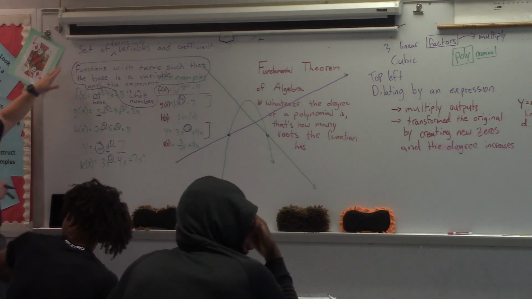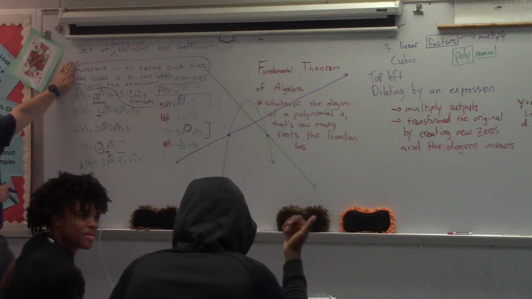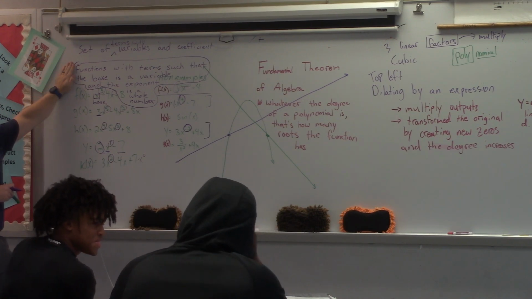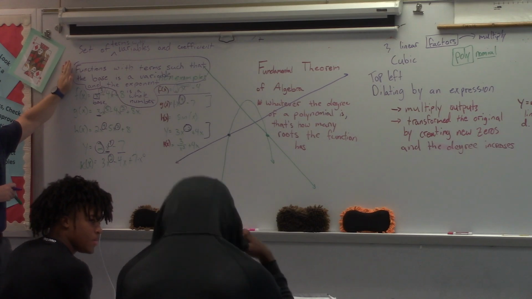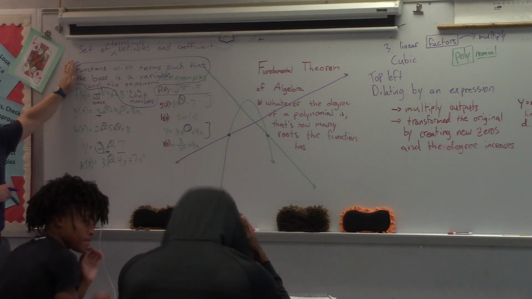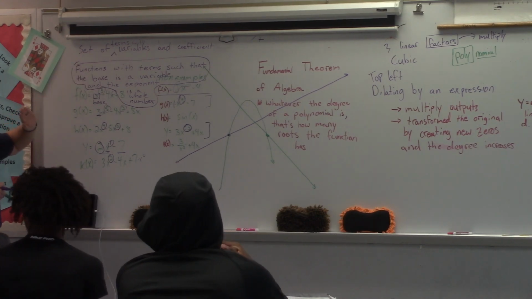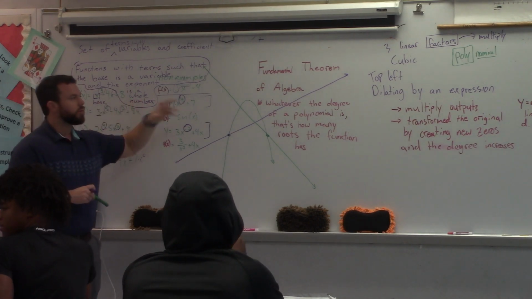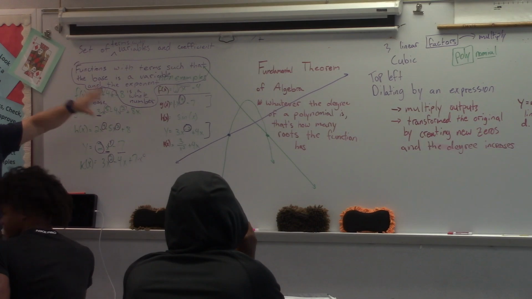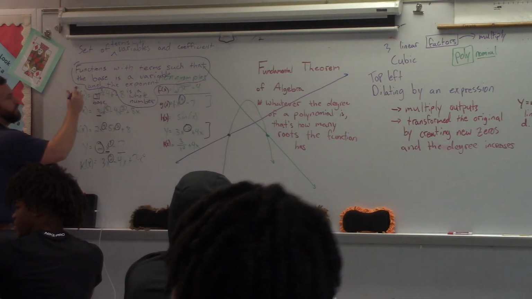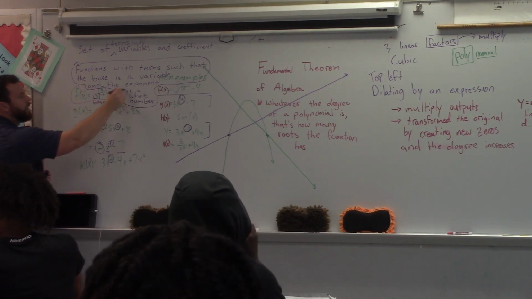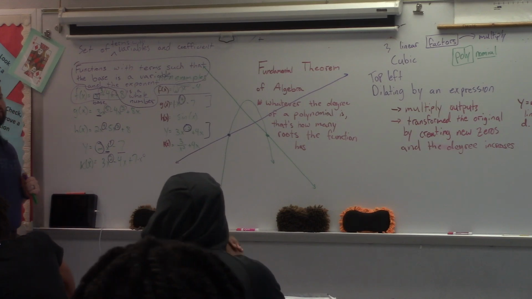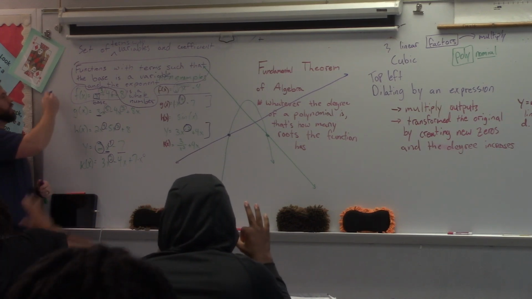So, functions with terms such that the base is a variable and the exponent is a whole number. That's what makes a polynomial a polynomial. Okay? Before we go back to the Desmos activity, based on the fundamental theorem of algebra, how many roots or zeros would f of x have? 3. 3 zeros.